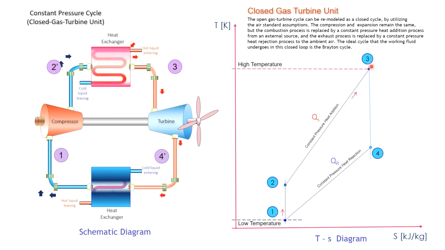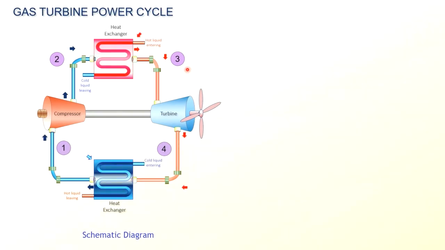So isentropic compression, then constant pressure heating, then isentropic expansion, then constant pressure cooling. Okay, so for a gas turbine power cycle, or constant pressure cycle, or Brayton cycle, we can analyze it based on the steady flow energy equation.